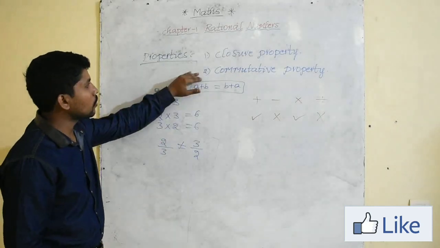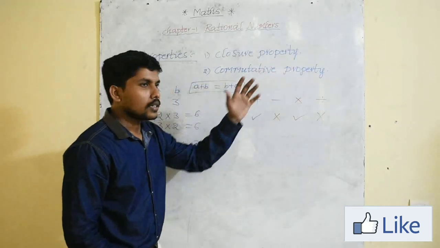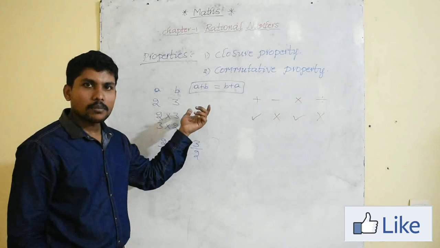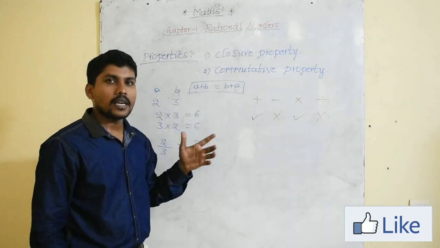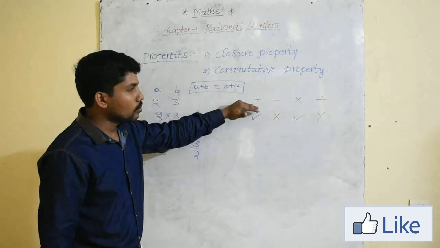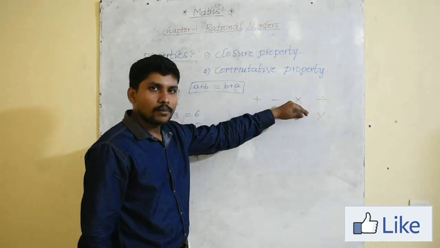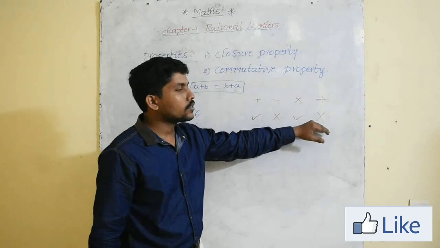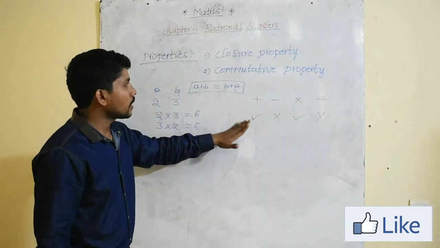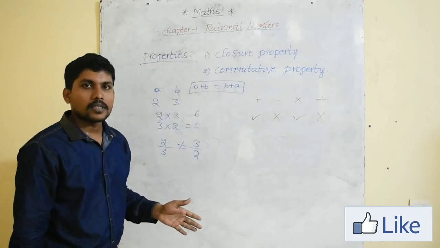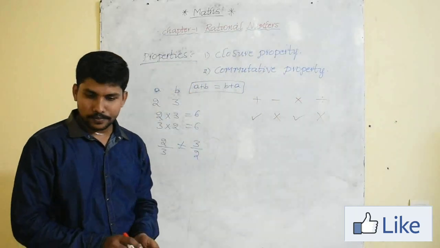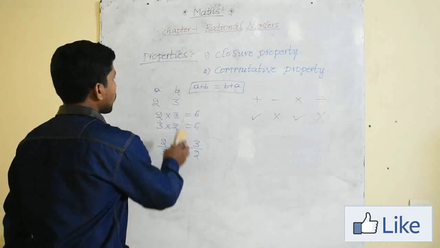So this is the second property, that is commutative property. On interchanging the order of the numbers in any binary operation, the result should be the same. So that is satisfied only under addition and under multiplication. For subtraction and division it won't be satisfied. This is the second property, the commutative property under rational numbers. Let us see the third property.